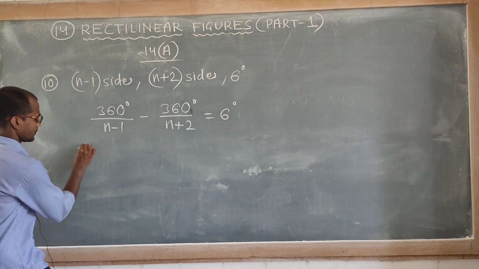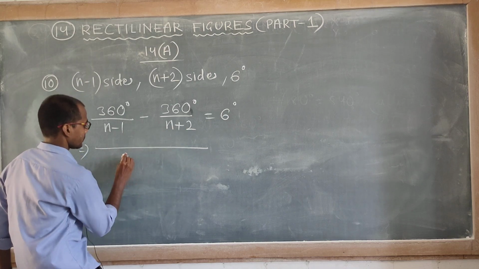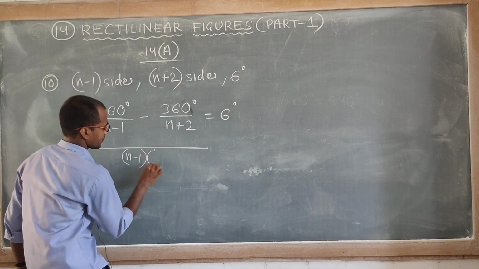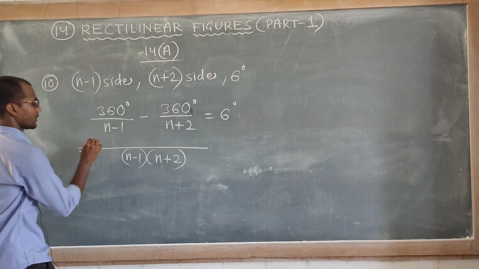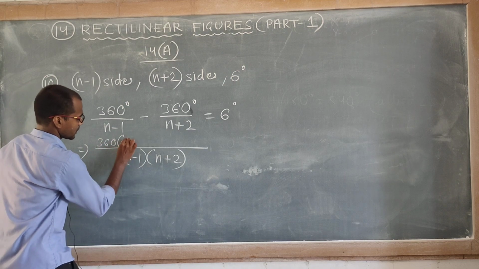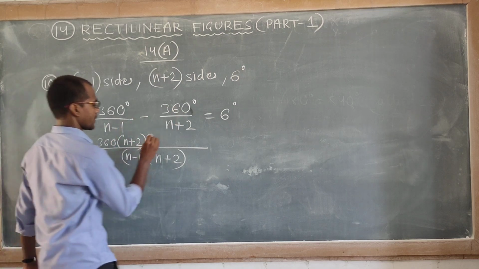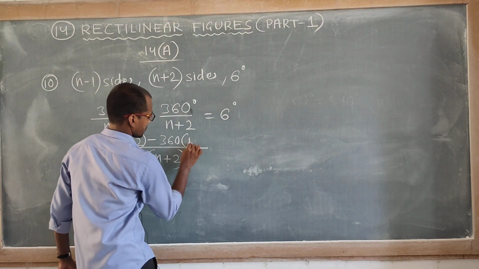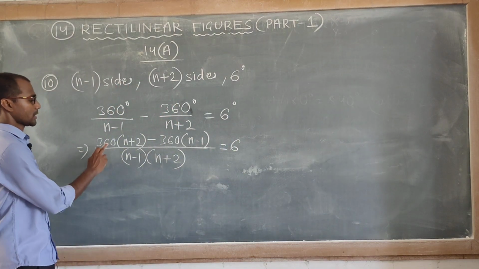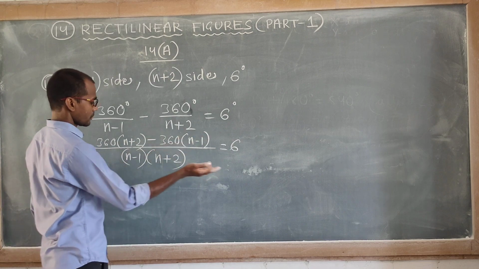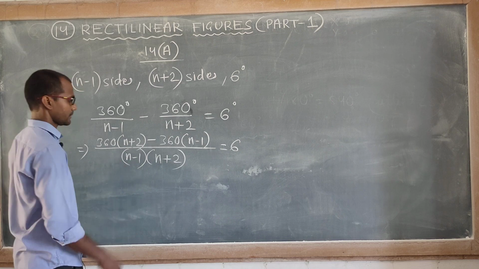So now let us solve this. LCM you have to take: (n minus 1)(n plus 2). Ready? n plus 2 will be multiplied with 360. 360(n plus 2) minus 360(n minus 1), whole divided by (n minus 1) into (n plus 2), is equal to 6.